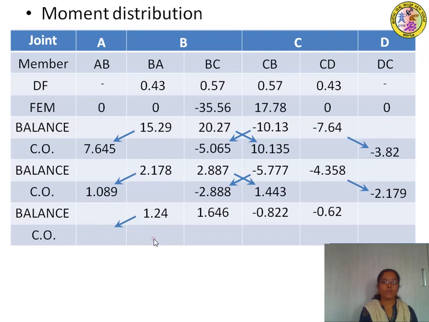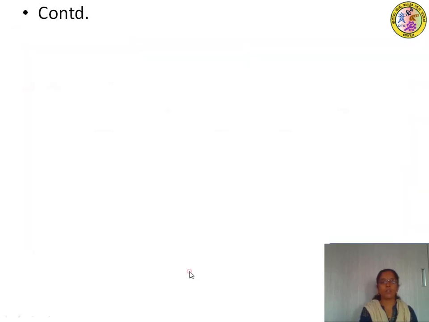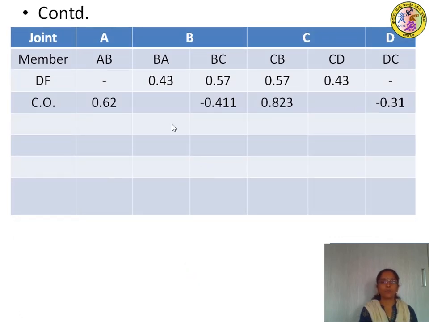Half of 1.24 is 0.62. From BC to CB, half of 1.646 will be equal to 0.823. And from CB to BC, half of minus 0.822 will be equal to minus 0.411. And from CD to DC, half of minus 0.62 will be equal to minus 0.31. Okay, so we will carry the last row to the next slide so that we can proceed with further calculations.